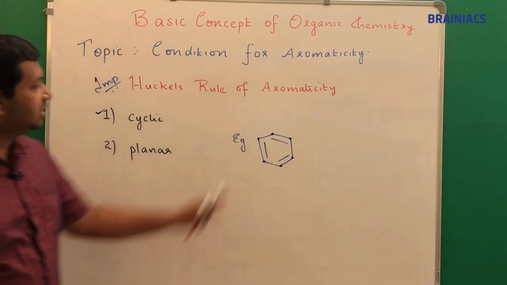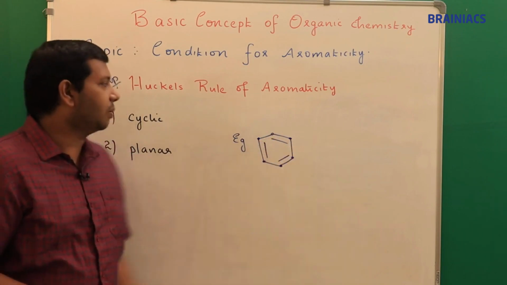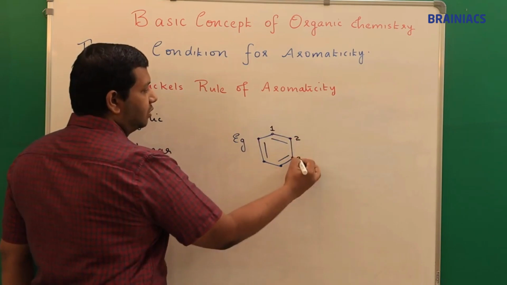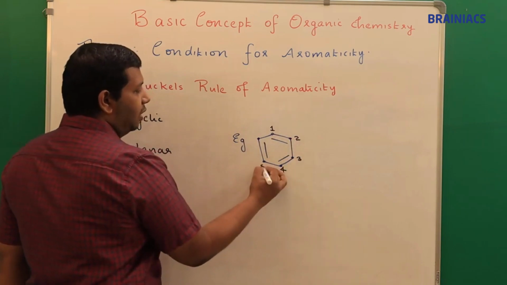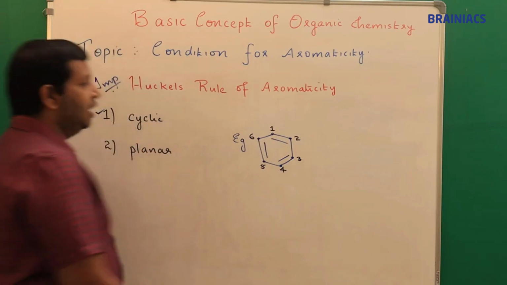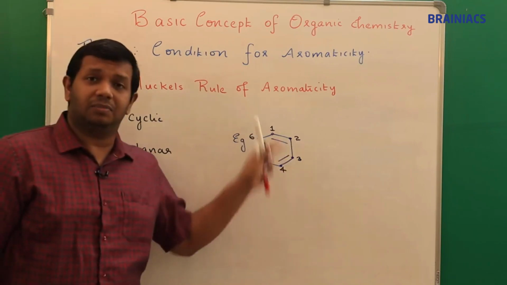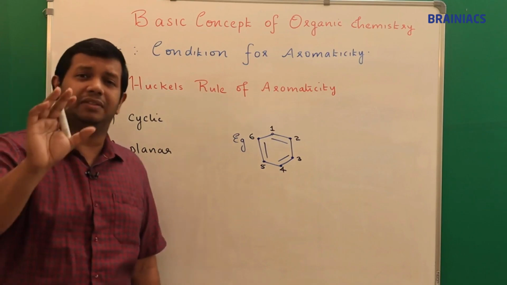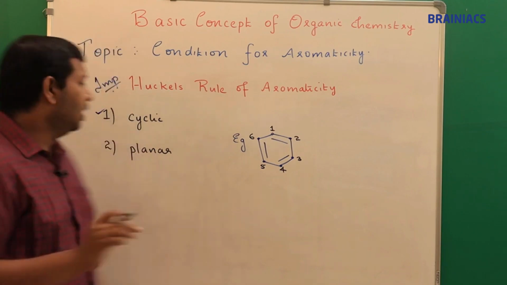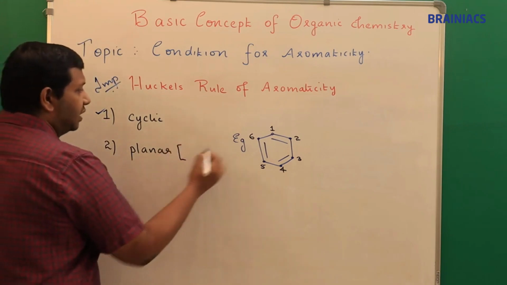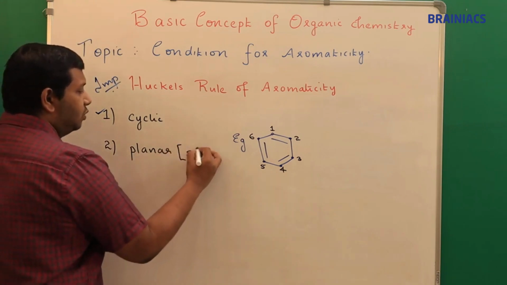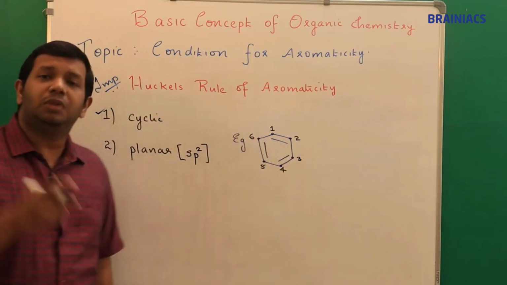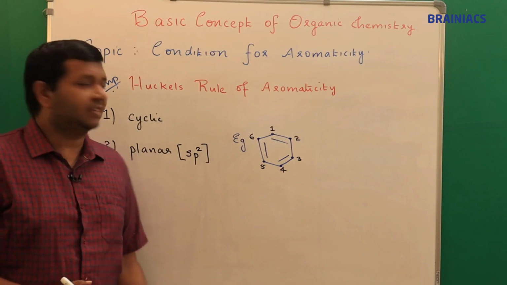How will you check that? For that we need to check the hybridization of all these carbon atoms. If I mark this as carbon number 1, this as 2, 3, 4, 5 and 6, I need to check that all six carbon atoms have the same hybridization. The hybridization which confirms planarity is sp2. So we need to check whether the carbon atoms are sp2 hybridized.